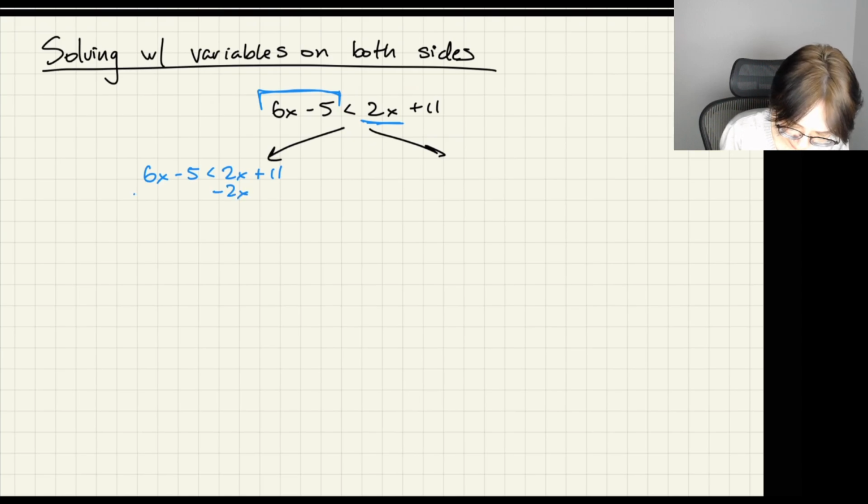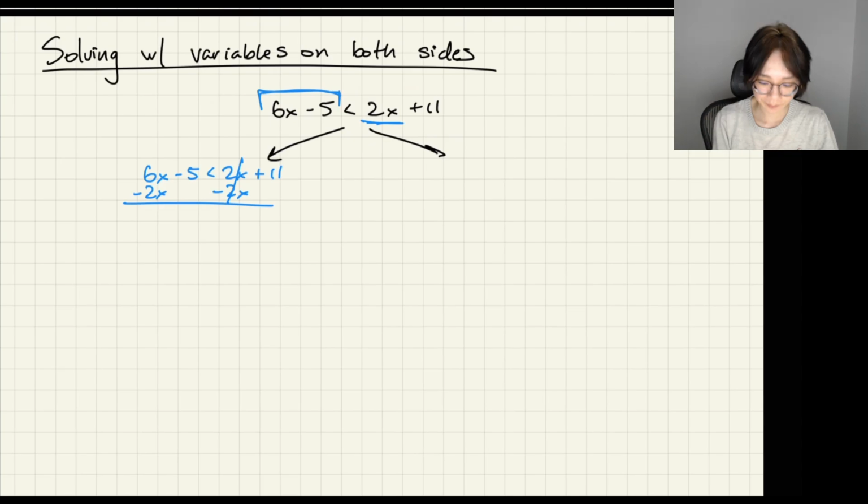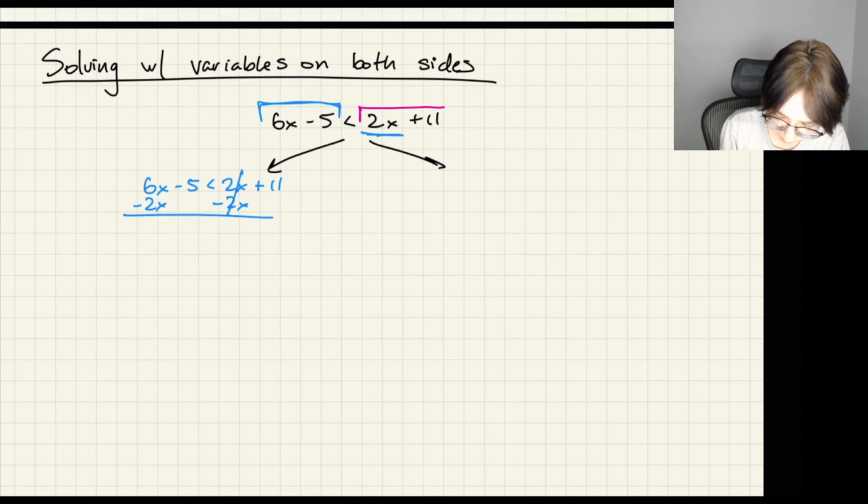So we're subtracting 2x from both sides to get rid of it on that side. Alternatively, we could say, hey, actually I want the x on the right side instead, so I have to get rid of the 6x.